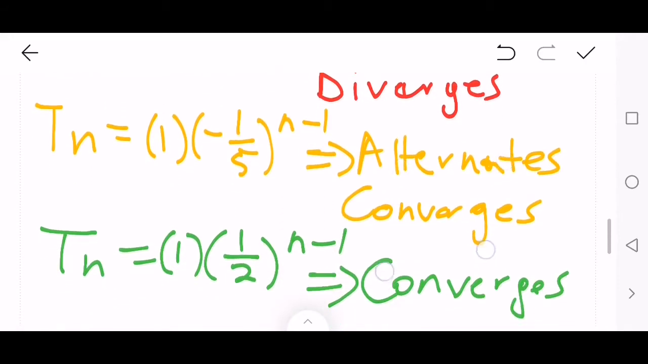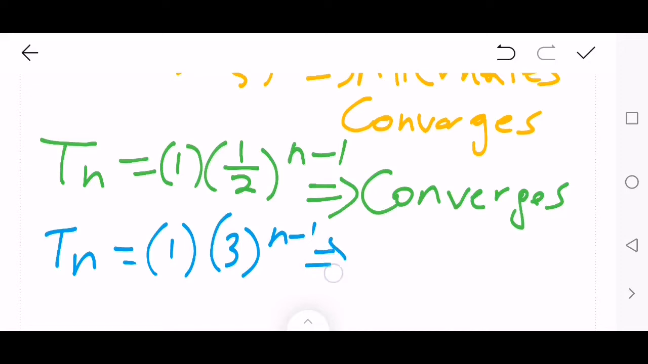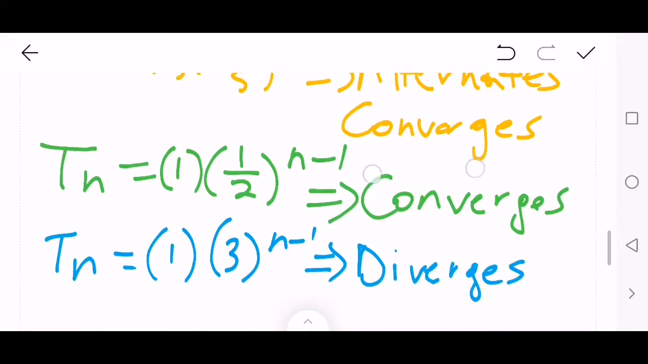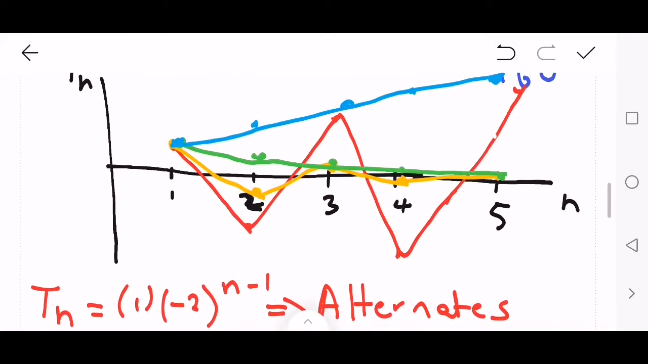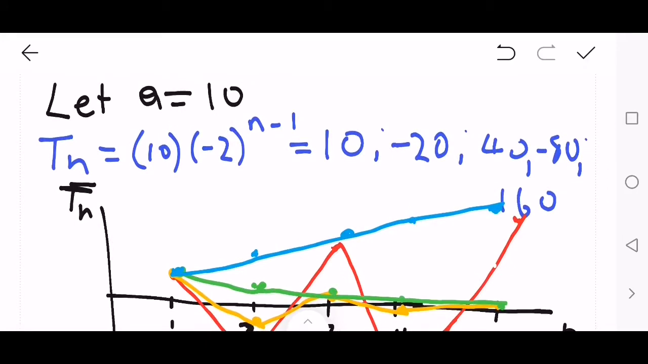So for Tn equals 1 and r is 3 to the n minus 1, you can see that our graph or the sequence diverges, or it grows as n goes to infinity. It doesn't seem to tend to any specific number.